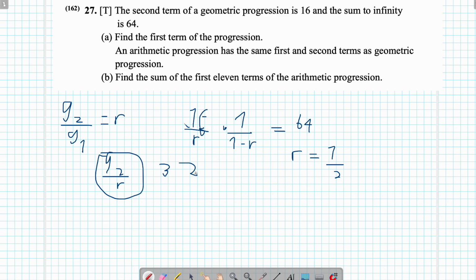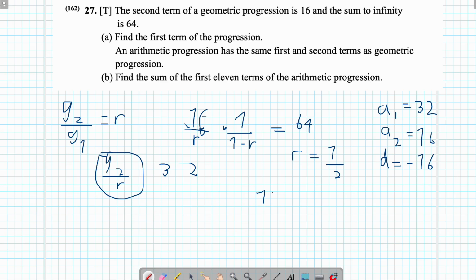An arithmetic progression has the same first and second term as the geometric progression. So A1 is equal to 32, A2 is equal to 16, right? So to find the common difference, they want the first 11 terms. We do 16 minus 32, which is negative 16.